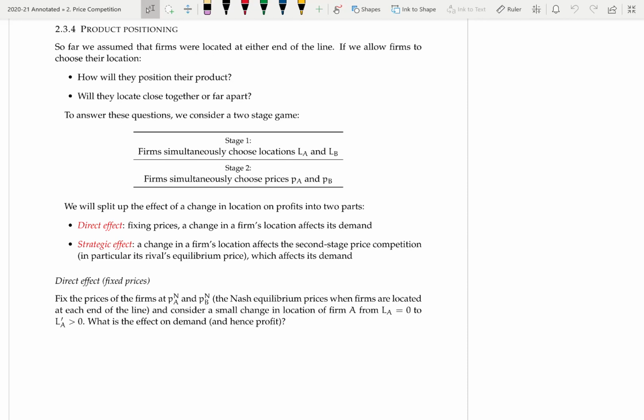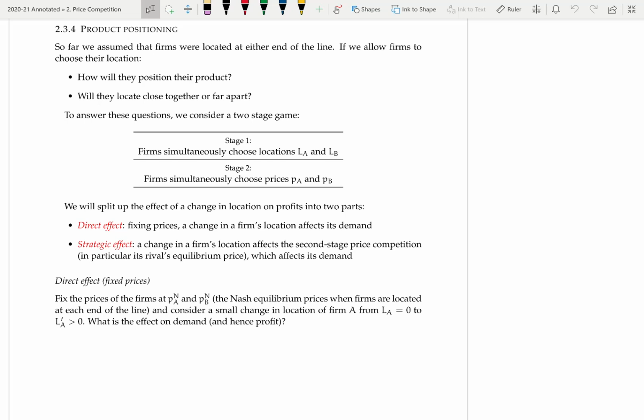It turns out we can split up the effect of a change in location on profits into two parts. The first effect we call the direct effect. Fixing prices, a change in a firm's location is going to affect its demand and therefore its profit. There is also a strategic effect. A change in the firm's location is going to affect the second stage price competition. In particular, the other firm is going to change their price, and this is going to affect the firm's demand and therefore its profits. So we'll start with the direct effect.